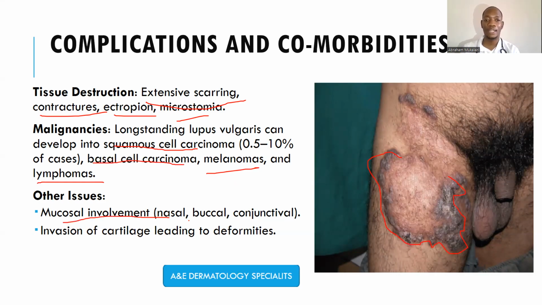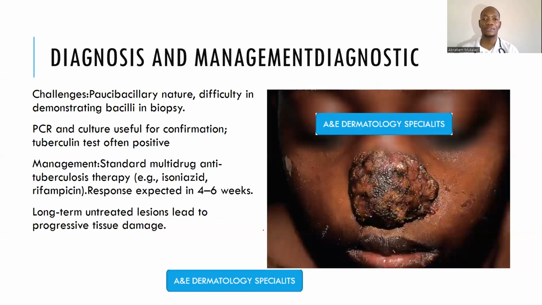Mucosal involvement has also been reported, as well as involvement of the cartilage that results in deformities. Still in the management, because of the paucibacillary nature of this condition, it is very, very difficult to diagnose. But you have to keep it at the back of your mind that it can exist. When you have a patient that you suspect, you end up actually witch hunting for it, and then eventually you can make the diagnosis.